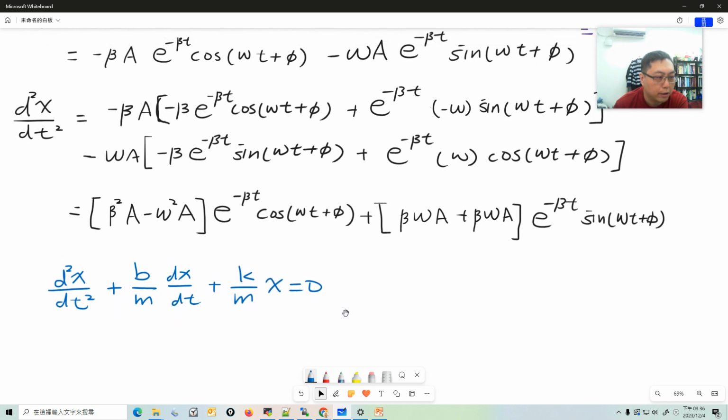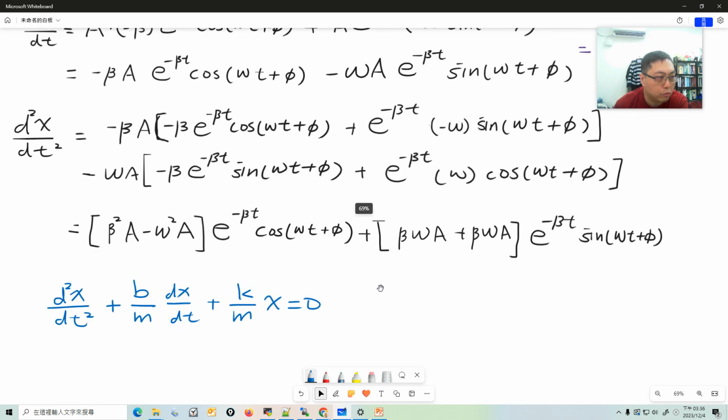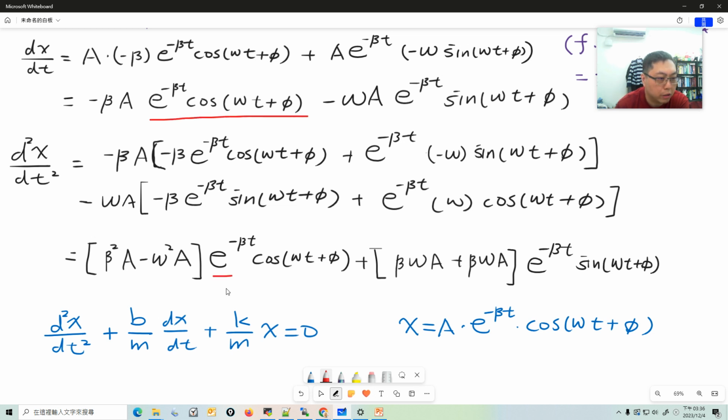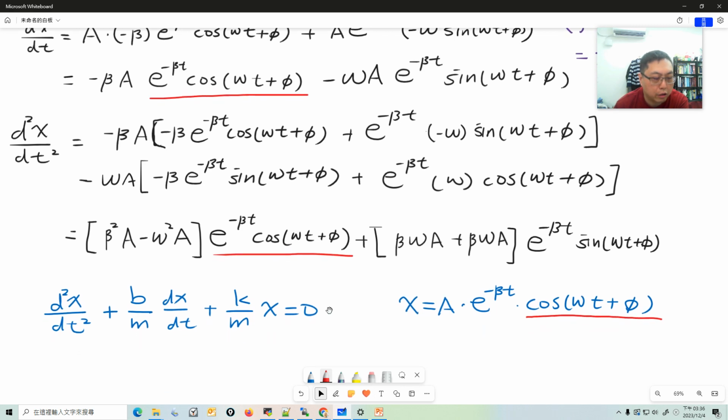So what will you see? Let me write down what x is. x is equal to our guess solution, A times exponential minus beta t times cosine of omega t plus phi. First of all, we add the terms with exponential minus beta t times cosine of omega t plus phi. Here you see we have one term, here is one term. Don't forget there's another term here, so we add these terms together first.